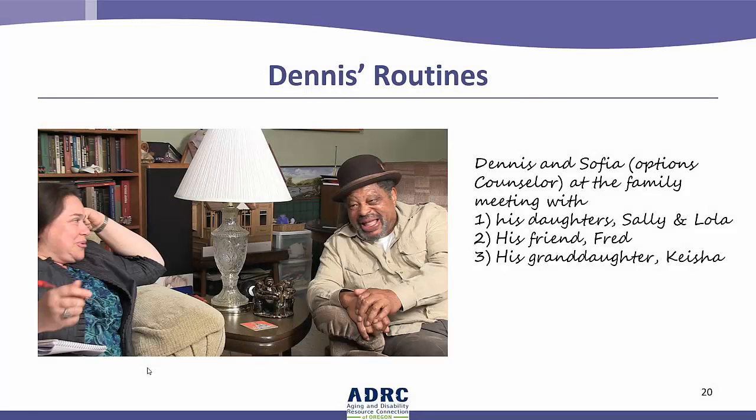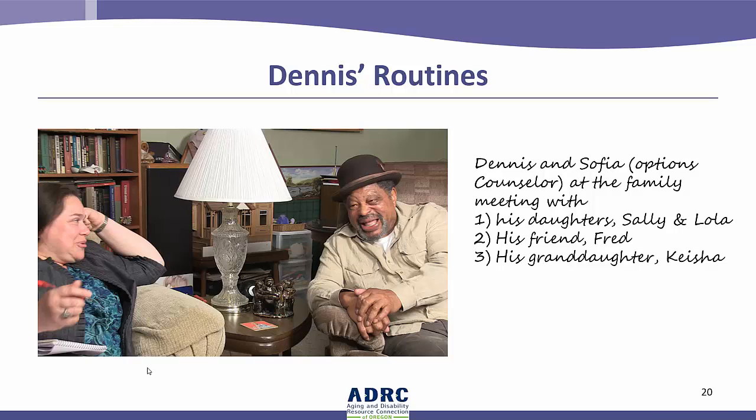Now let's revisit Dennis and his daughter Sally and their options counselor Sofia. At the end of Module 5, Sofia had learned about the routines that were important to both Dennis and his daughter. Although Sofia did not use a flip chart at that first meeting, she used her notes to construct a routines chart, which we previewed in Module 5.